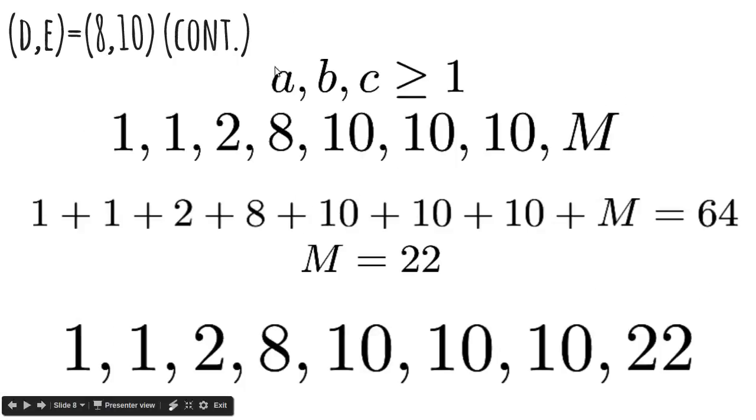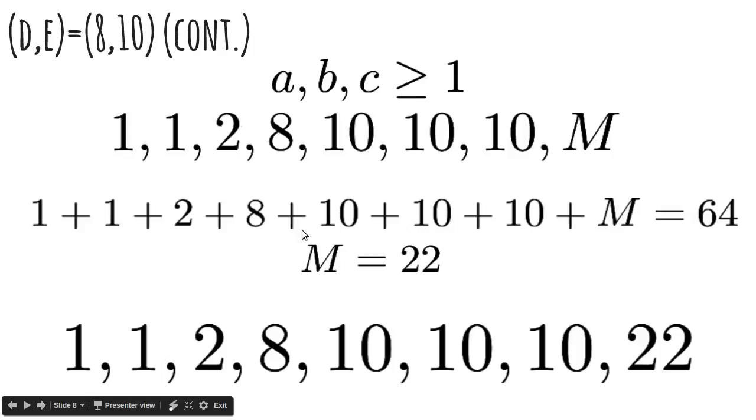We also know that a, b, and c are positive integers, so they're all at least 1. However, they can't all be 1, 1, 1, since that would be 3 ones, and that would break the mode of 10. So there can only be 2 ones, so I've put in 1 and 1 as a, b, and the next one has to be 2, since that's the smallest integer after 1. So 1, 1, 2, 8, 10, 10, 10.